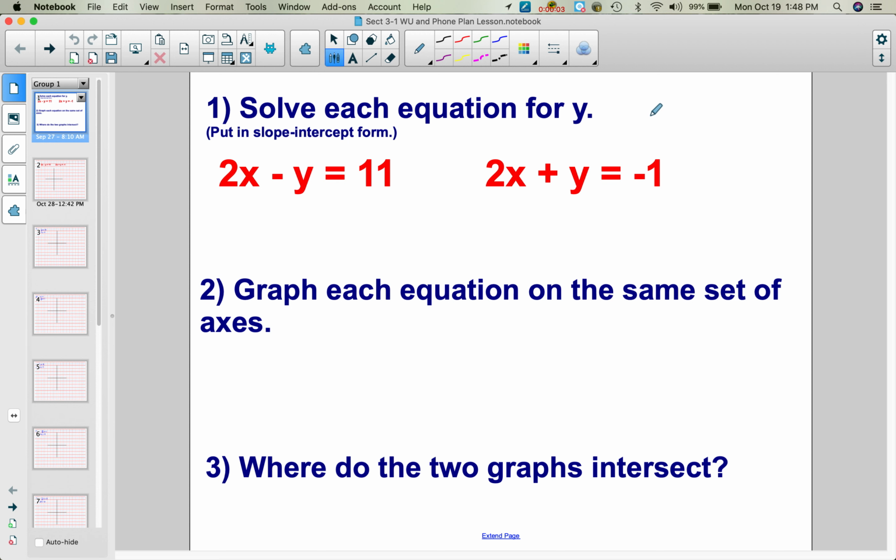So if we were doing this in class, I would be asking you to graph both of these. I suggested putting it in slope-intercept form, although you could graph them with x and y intercepts. So graph each equation on the same set of axes, and then I want you to come up with where you think the two graphs intersect. So go ahead, pause the video, and try to do that.